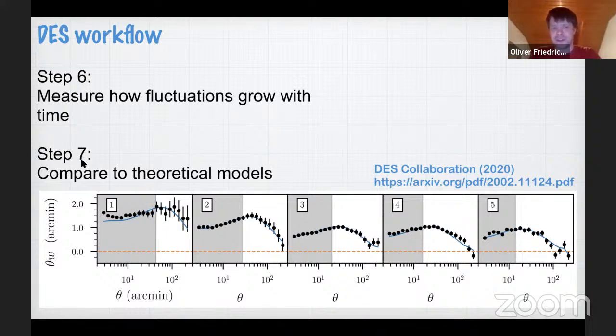Then this brings us to the final step, step 7: compare this to theoretical models. The points that you see here are the measurements in our actual data. The line is the theoretical predictions. Fitting these lines to the data allows us to understand the growth of structure as a function of time.